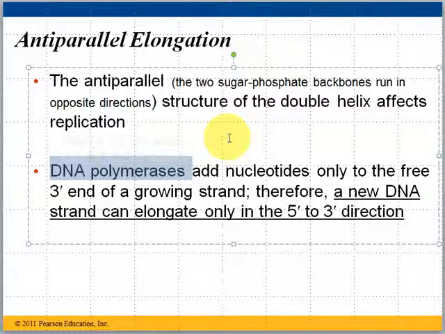Well, here's another limitation. The next limitation is that they can only add links to the chain in one direction. So DNA polymerases can only add nucleotides to the free 3' end of a growing strand. What that means is they only work really in one direction. So a new DNA strand can only get longer in the 5' to 3' direction. And that's going to be a bit of a problem.